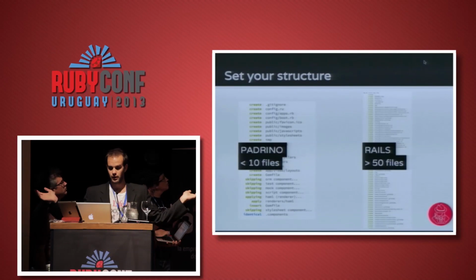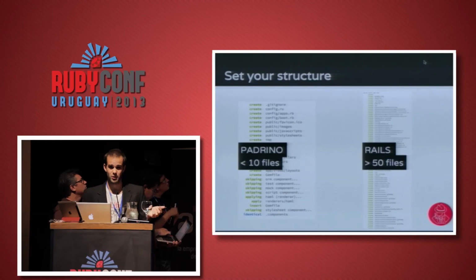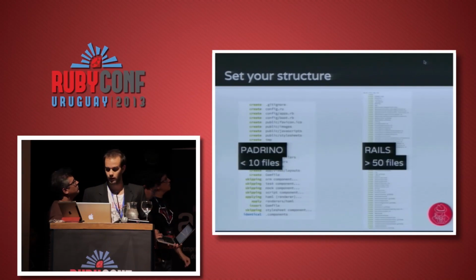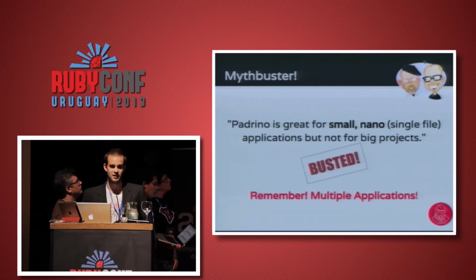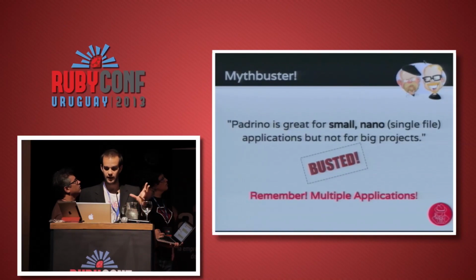Now, initial structure. Padrino has less than 10 files. Rails has over 50 files. And you can do structures that go down to one file. Mythbuster: Padrino is great for small applications. That's a lie. And they have multiple applications.